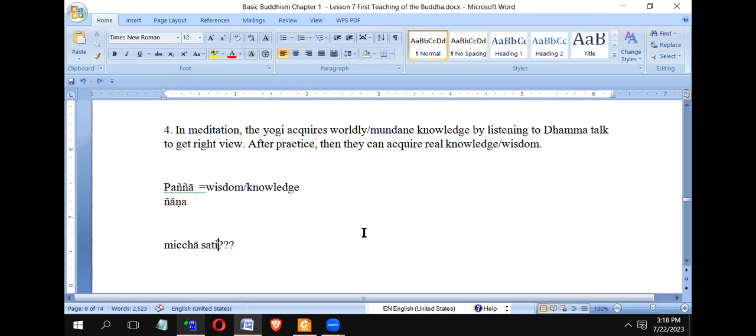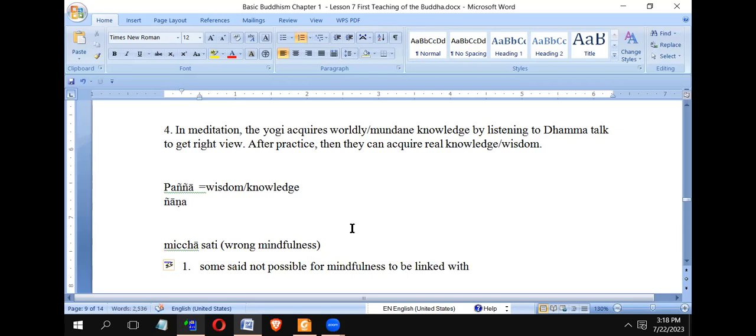About this Micha Sati, there are two viewpoints here. You call it wrong mindfulness. The first viewpoint says it is not possible for mindfulness to be linked with the unwholesome.